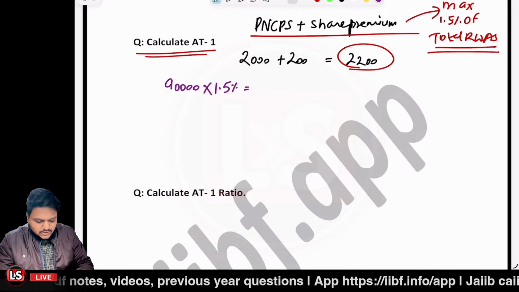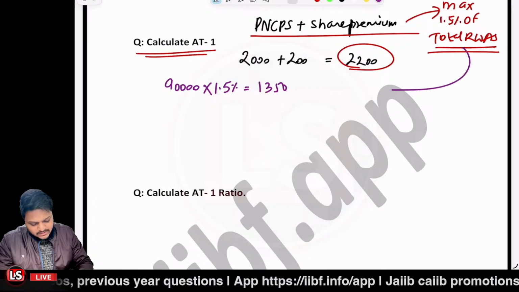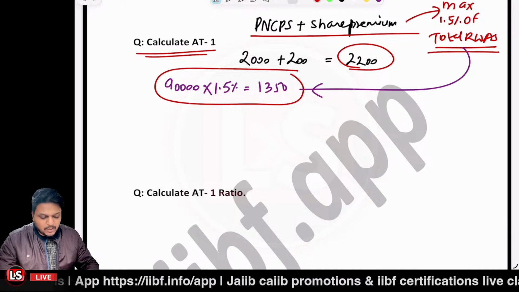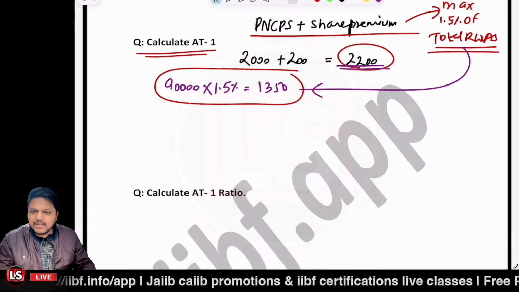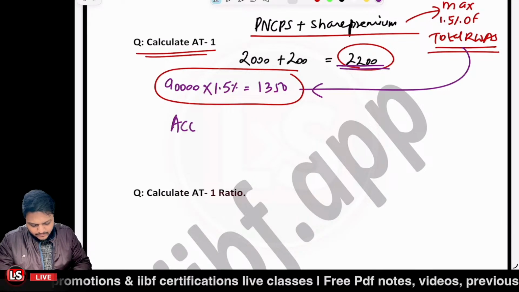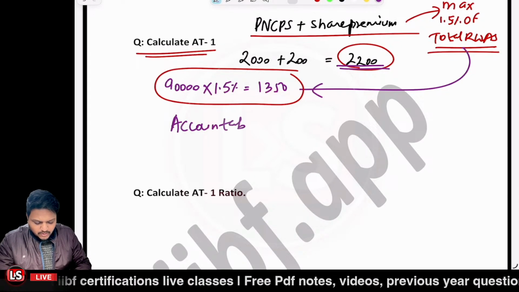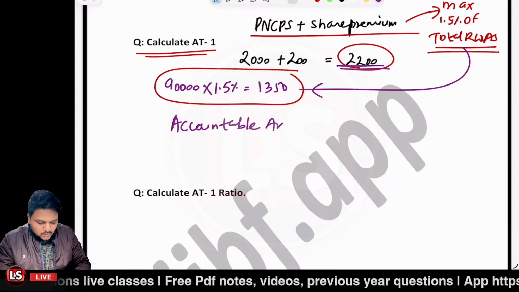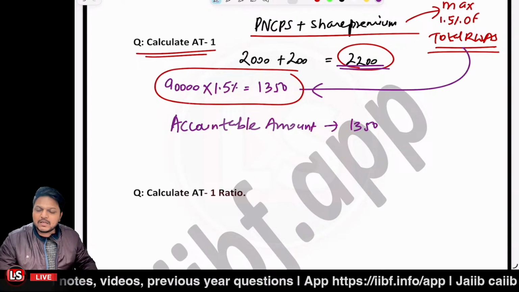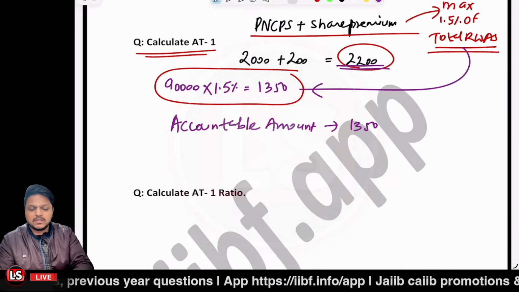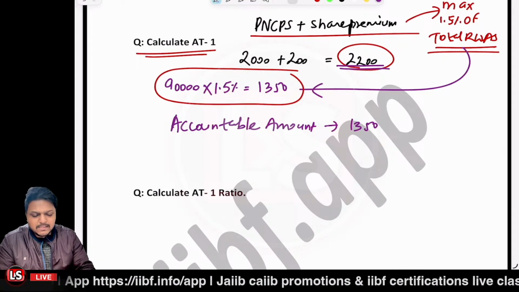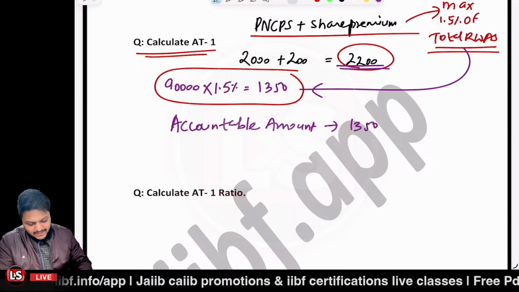1350. So this is leading to what? That the maximum amount can be 1350, but the amount that we have as capital available is 2200. So the accountable amount is only 1350. Let me write it over here so that whenever you revise, you don't get confused. So the accountable amount is 1350. And what about the rest of the amount? The rest of the amount will be accounted toward the tier 2 capital. So it is 2200 minus 1350, that is 850.